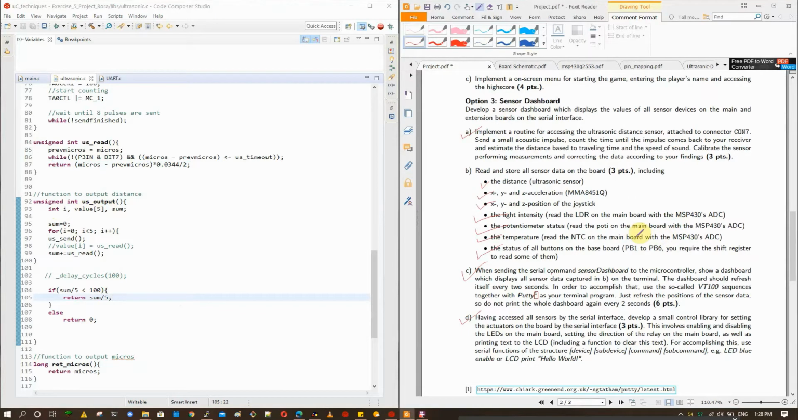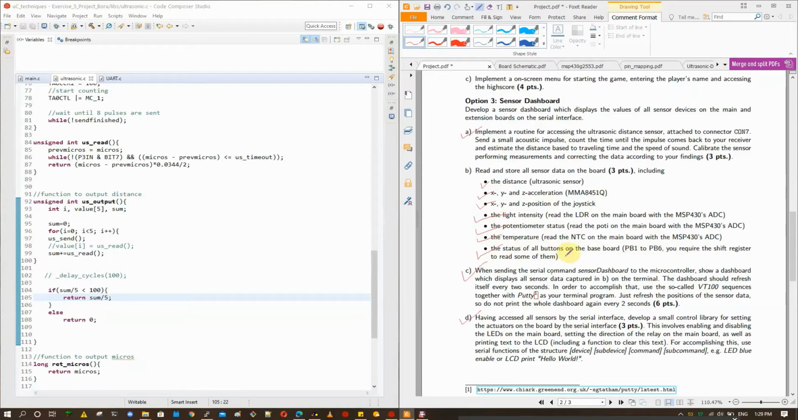In the second question, the project asks us to measure the distance of the ultrasonic sensor that we just saw, and then to measure the acceleration from the MMA IC that we used in exercise number 3. It asks us to measure the XYZ position of the joystick by using the ADC IC on the controller board 2. Then it asks us to measure the light intensity, the potentiometer status, and the temperature by using the internal ADC of the MSP430. And it also asks us to measure the status of the push buttons on the controller board 1.